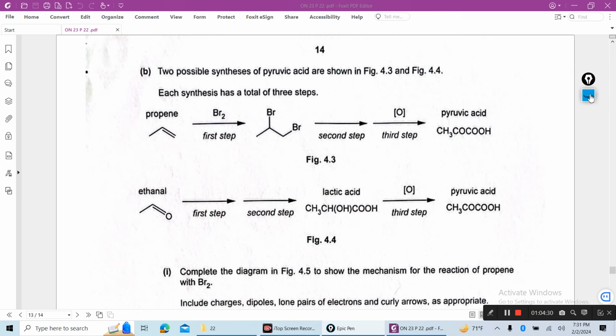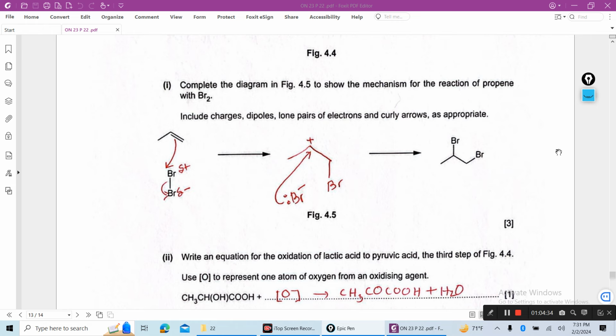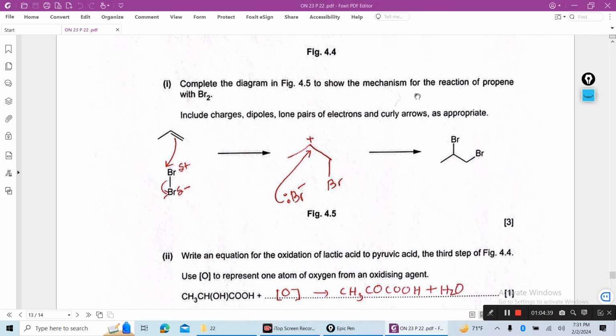Now you see what is asked in the question. Mechanism, you know. Complete the diagram to show the mechanism for the reaction of propene with bromine. Propene reacts with bromine. Your reaction type will be electrophilic addition reaction.